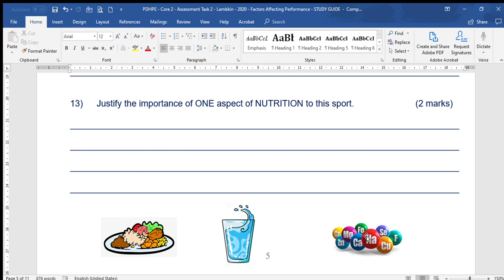Or you can just go with some of these macronutrients. Sorry, I said carbohydrates over here, didn't I? Yeah, that's meant to be just vitamins and minerals, iron, calcium, sodium. My mistake. Come back over here. We're talking macronutrients. So what do carbohydrates do for my athlete? What do proteins do for my athlete? What do fats do for my athlete? Make sure you're specific to your sport, and you can use an example there if you want.